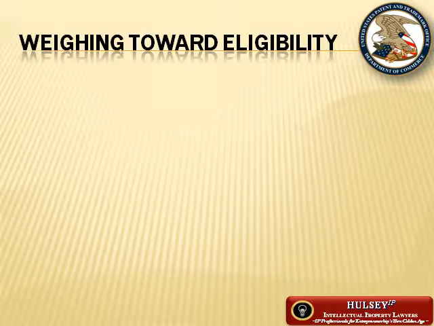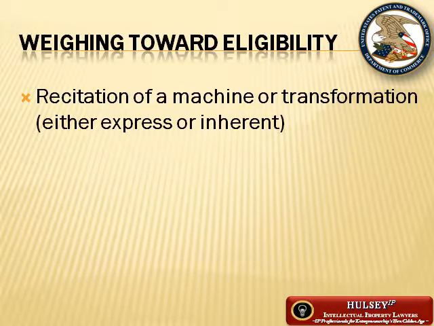Guidance says that factors weighing toward eligibility include recitation of a machine or transformation, either express or inherent. Examples of such are where the machine or transformation is particular, or where a machine or transformation meaningfully limits the execution of steps in a claimed process. Also, where a machine implements the claimed steps. In these situations, the recitation is considered proper statutory subject matter.